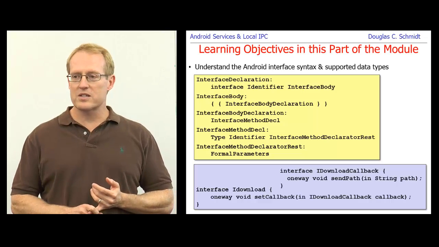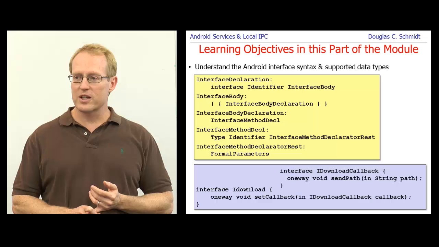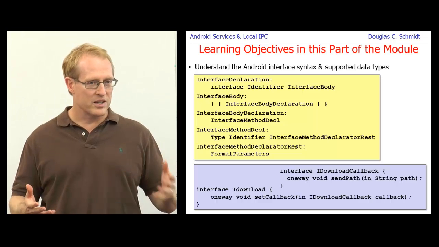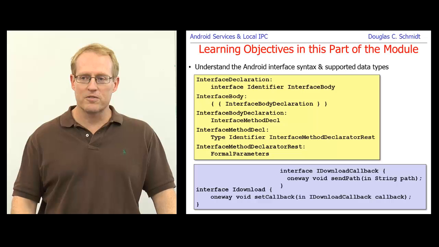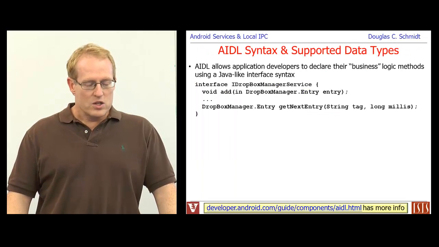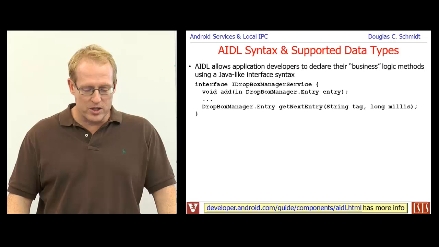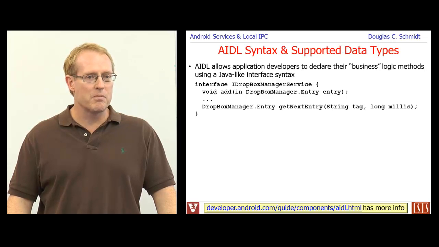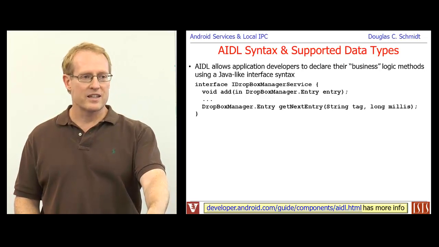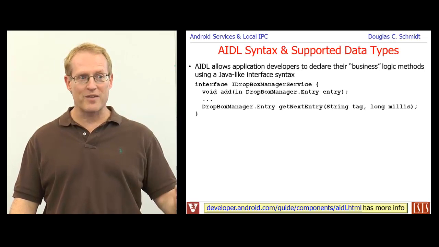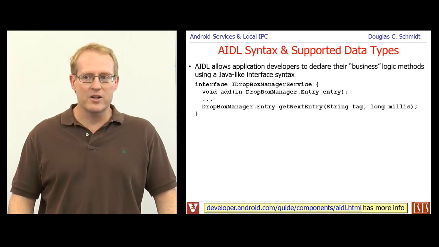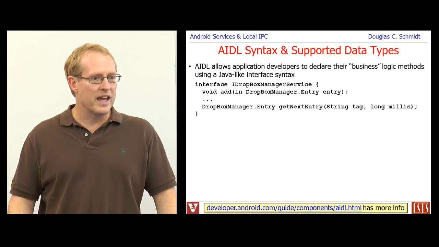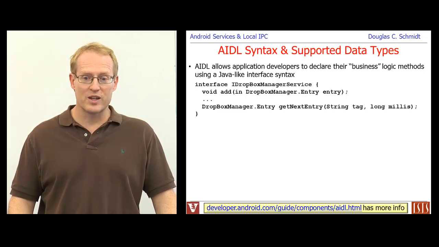We're going to discuss the syntax for the Android interface definition language and the way in which it supports various kinds of data types that you define in Java. AIDL allows application developers to declare their business logic methods using a Java-like syntax. The key thing here is Java-like. If you know Java interfaces, then understanding AIDL is very straightforward. But be aware, as we'll see in a second, that not everything that you get in a Java interface is going to show up in AIDL. There's a number of restrictions, which are good things to know.